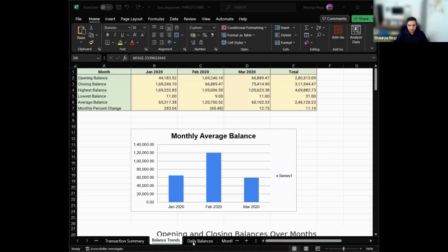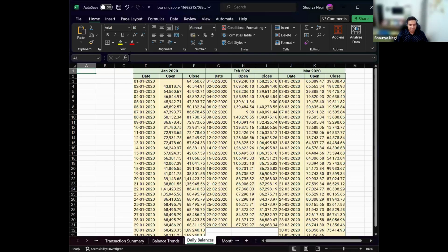The next sheet will be the daily balances sheet. The daily balances sheet offers a granular view of all your finances. It showcases your balance at the end of each day, perfect for those who want to have a close eye on their money and how it is being spent every day.